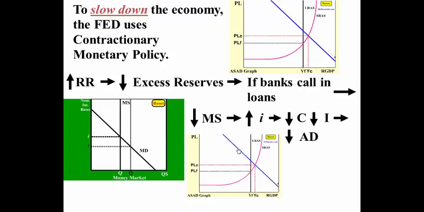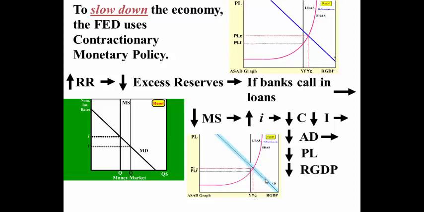As aggregate demand decreases, watch what happens to the price level. The price level now goes down. Also, do you notice now this gap is closing, and as Y sub C is getting closer to Y sub F, then real GDP goes down. And as real GDP goes down, then we know that employment also goes down and unemployment goes up as you get closer to full employment.